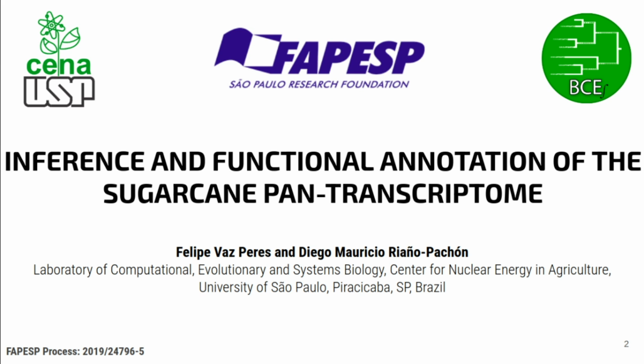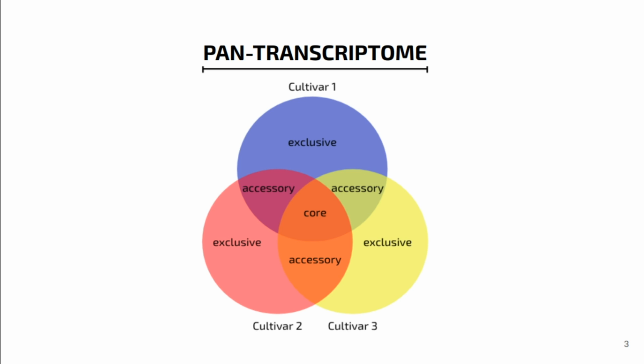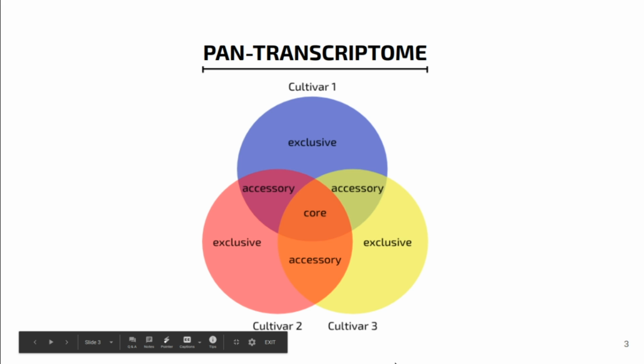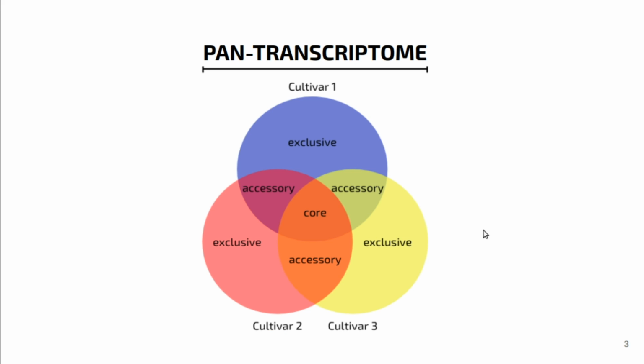And what is a pan-transcriptome? Briefly, we can describe the pan-transcriptome as the union of all the RNA present in a species. So here we can see that we have the transcriptome of the cultivar 1, transcriptome of the cultivar 2, and transcriptome of the cultivar 3. And these transcriptomes have exclusive, accessory and core genes. So the union of all of these transcriptomes can be called the pan-transcriptome.